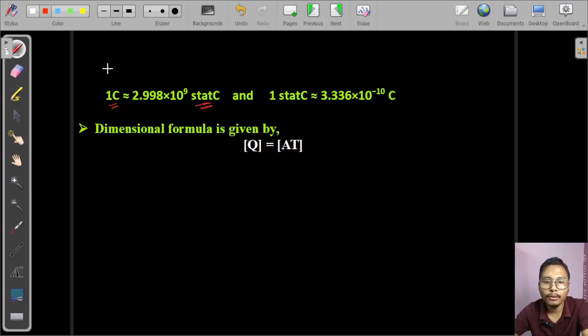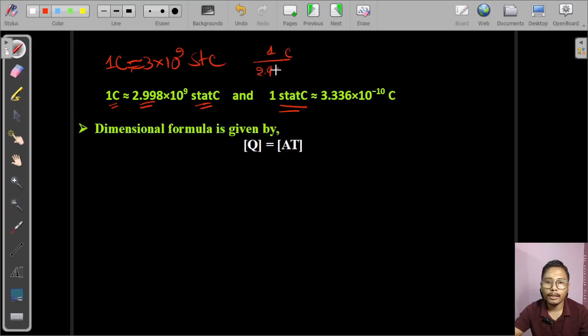This is the relation: 1 coulomb is equal to approximately 3 into 10 to the power 9 statcoulomb. Or inversely you can find this value, just divide by 2.998 into 10 to the power 9. In this way you will get the value.